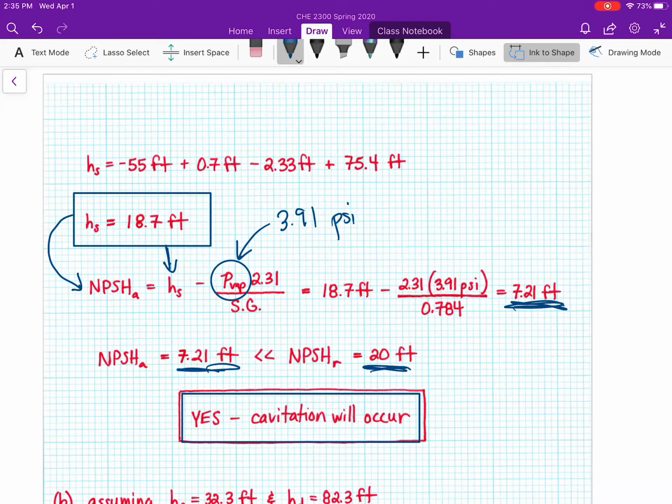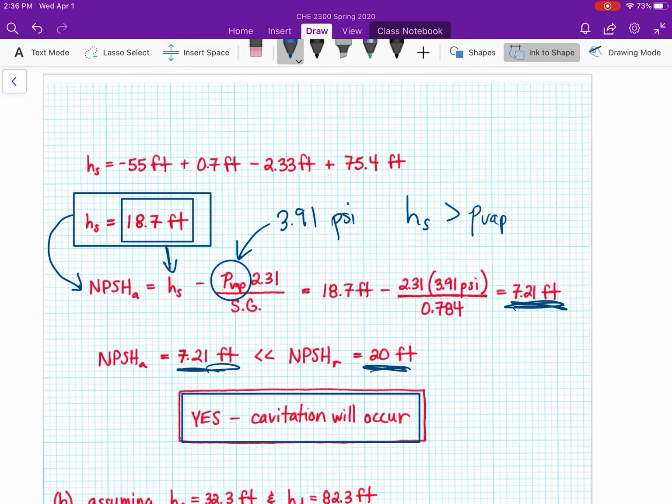So, a couple of things that I saw here was getting to this part where I've calculated my total dynamic suction head and saying that my total dynamic suction head is greater than my vapor pressure.